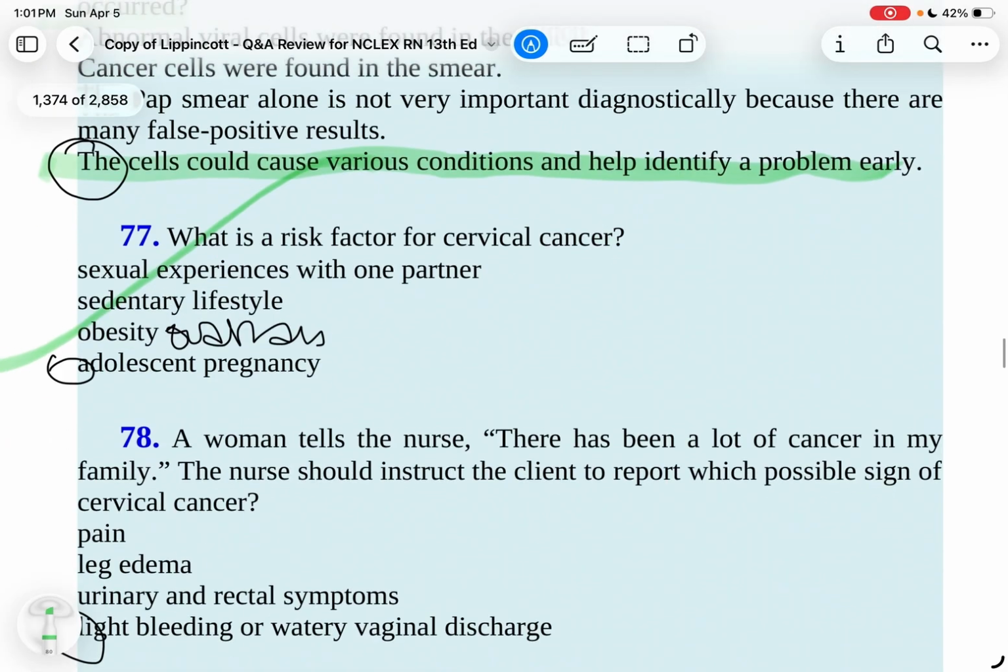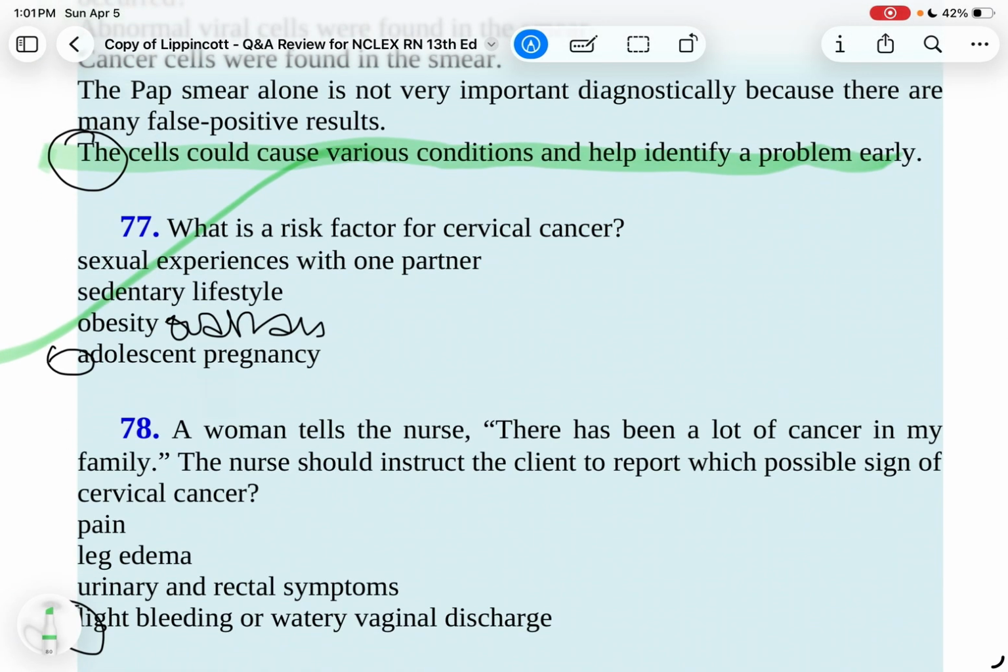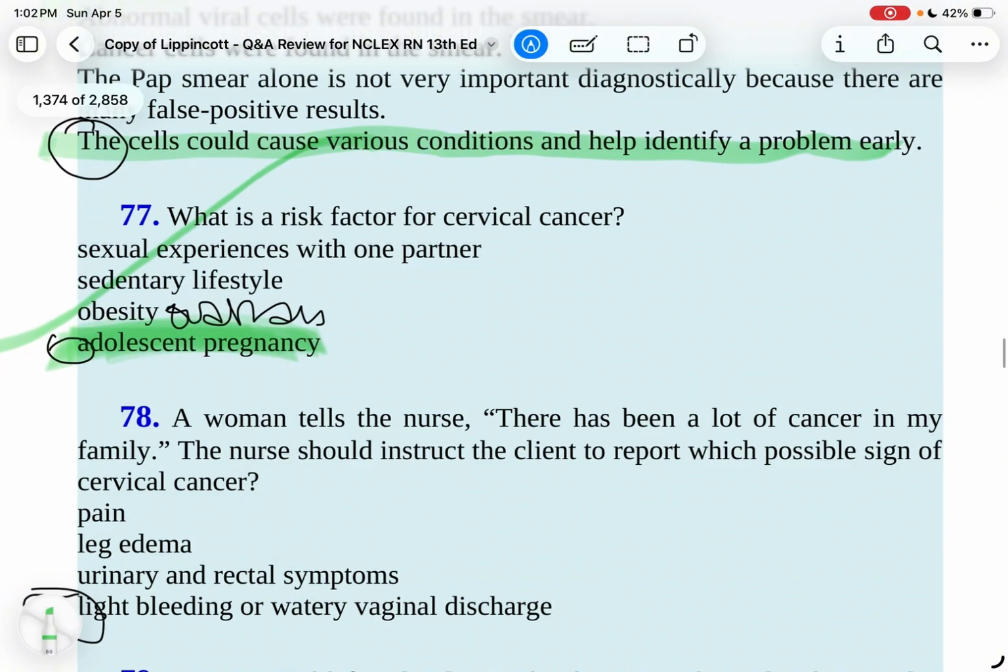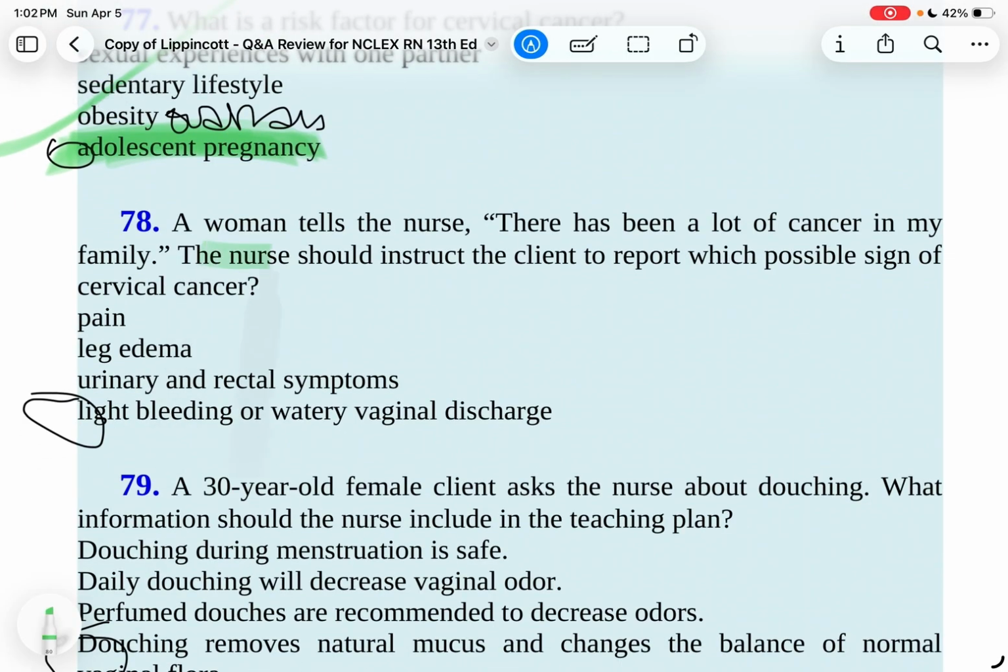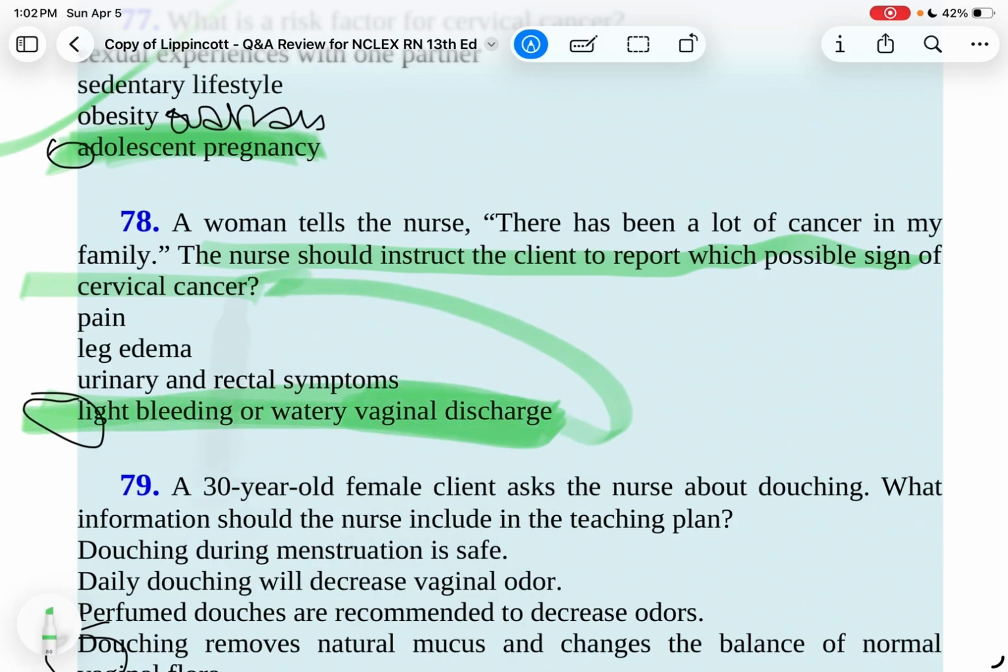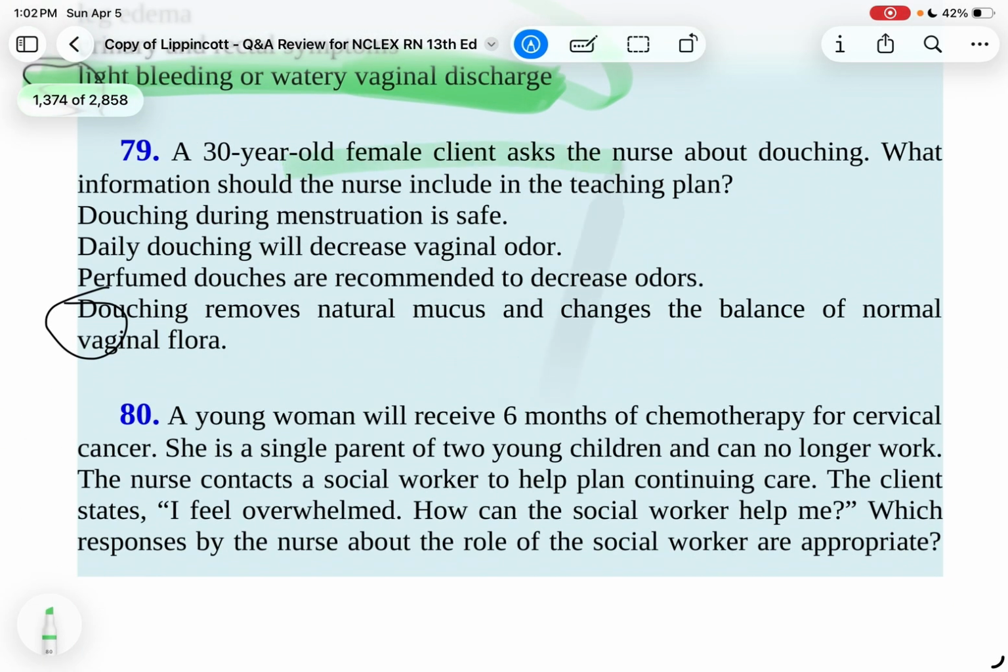What is a risk factor for cervical cancer? Adolescent pregnancy. If you get pregnant young, you are at risk for cervical cancer, whereas obesity is a risk factor for ovarian cancer. A woman tells the nurse there has been a lot of cancer in her family. The nurse should instruct the client to report which possible sign of cervical cancer: light bleeding or watery vaginal discharge. A 30-year-old female client asks the nurse about douching. Douching removes natural mucus and changes the balance of the normal flora.